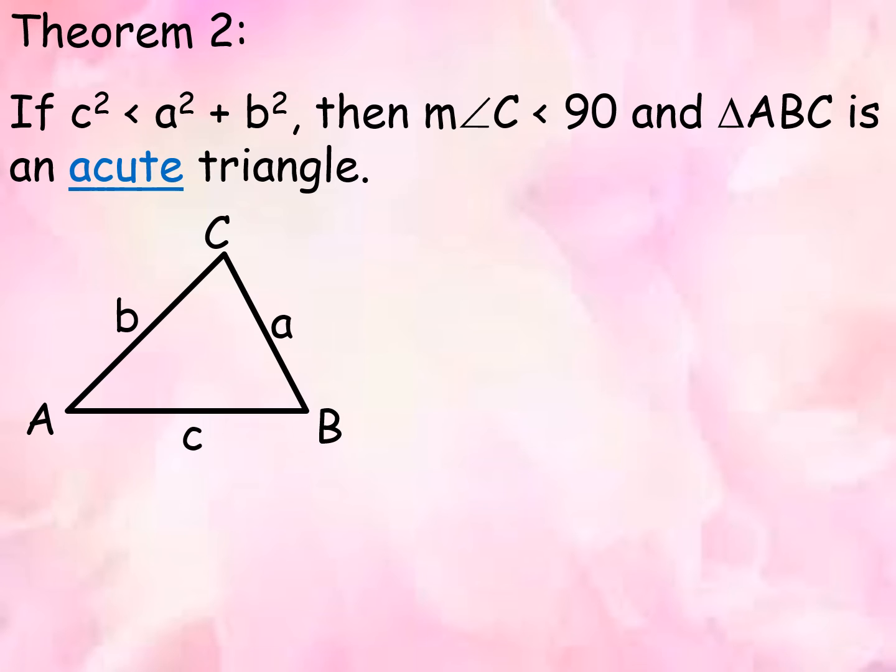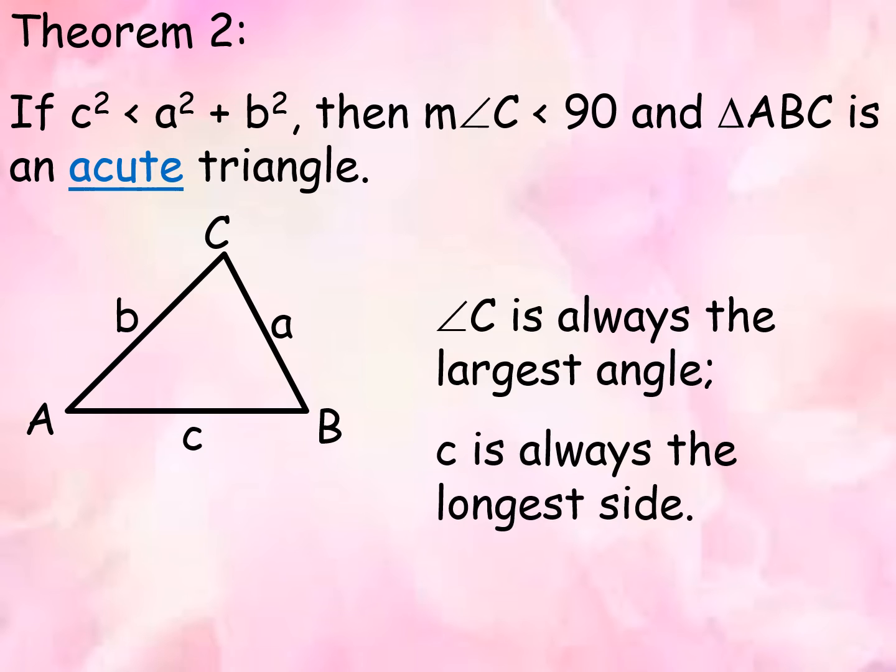So let us have another theorem, Theorem 2. It states that if c squared is less than a squared plus b squared, then the measure of angle C is less than 90 and triangle ABC is an acute triangle. So take note, angle C is always the largest angle and c is always the longest side.